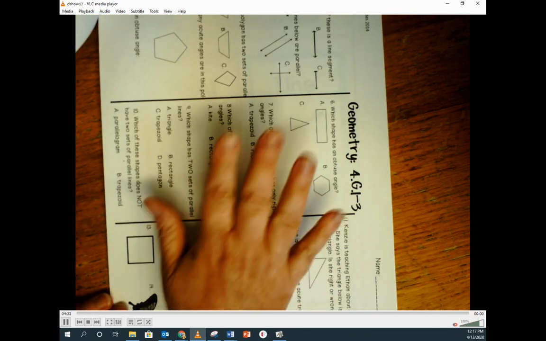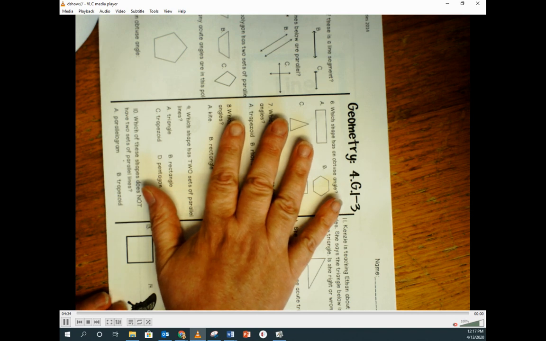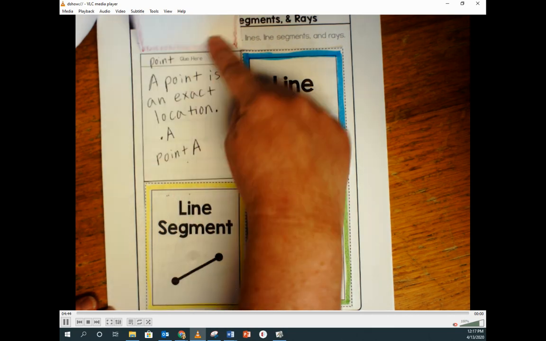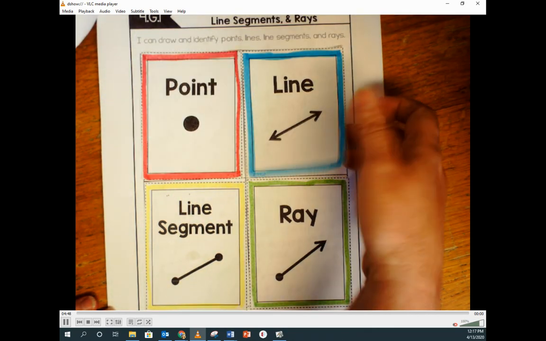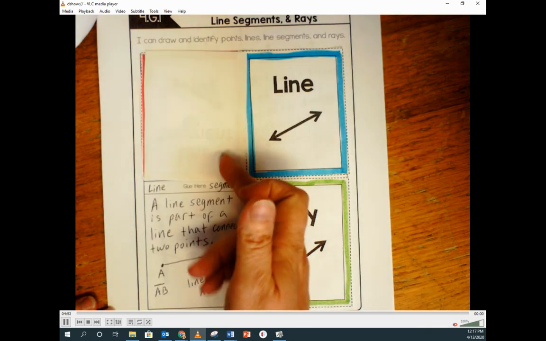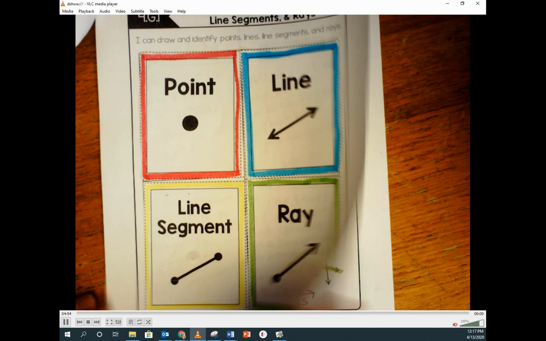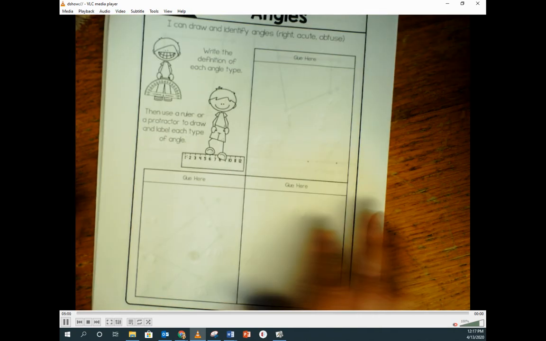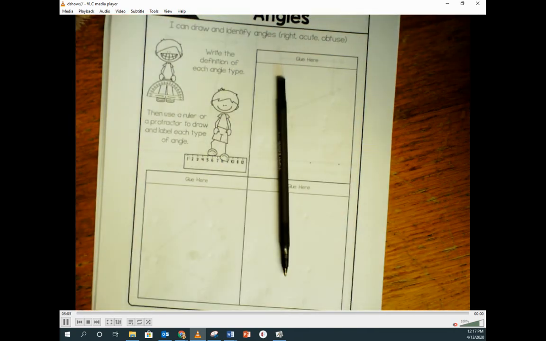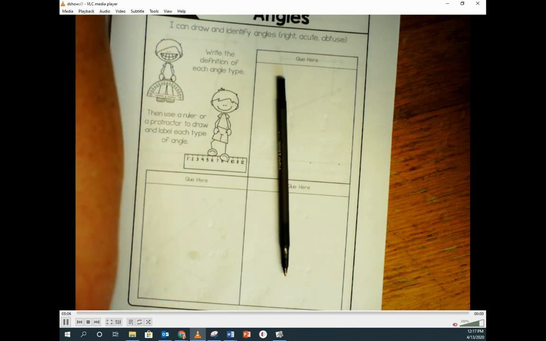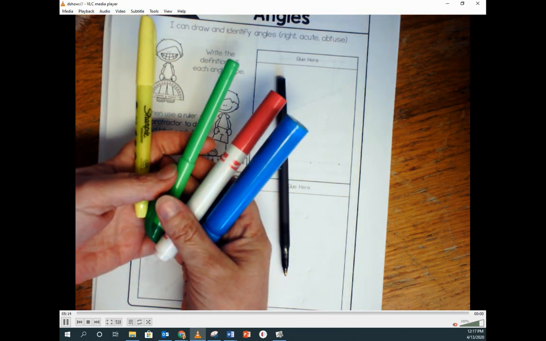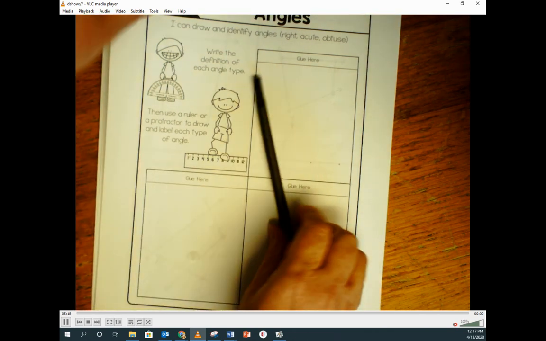Please complete this pre-test when you are done with the video today, unless you've already done it. Last time we talked about what is a point, an exact location, what is a line segment, and a ray. Today we're going to talk about angles. So to complete the packet, you need to have a pen to write with, and you need to have some highlighters or markers in different colors. Doesn't matter what color. And of course, you can use a pen or a pencil.